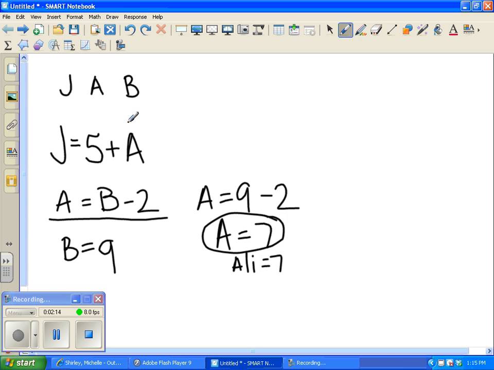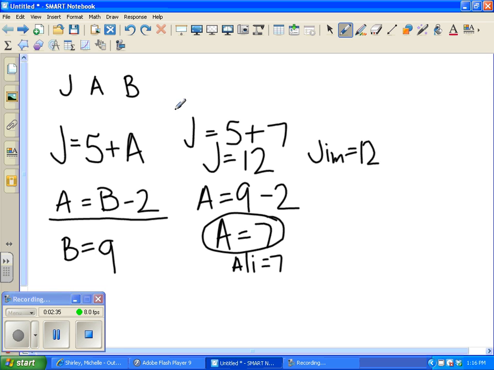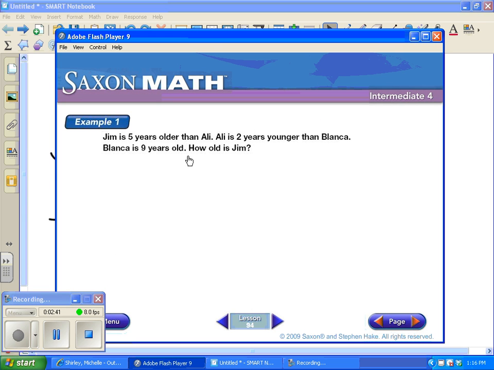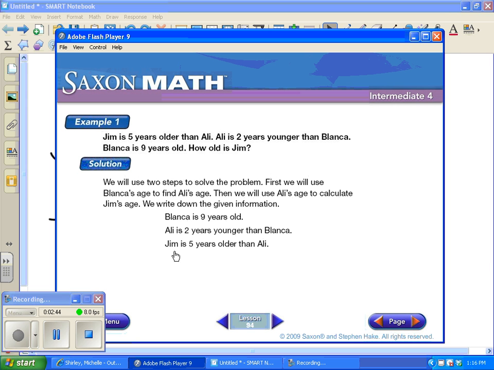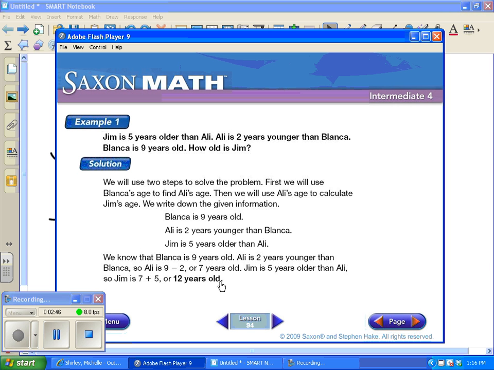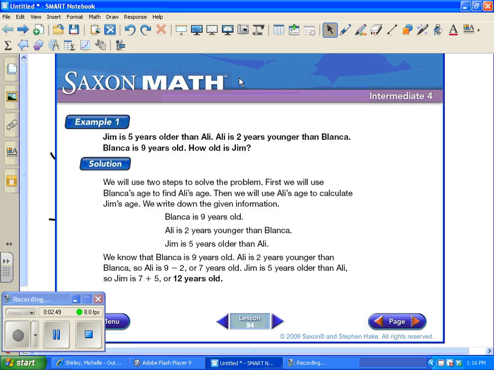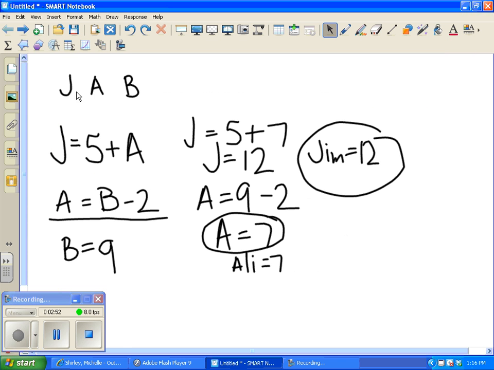So this problem has A in it. Let's rewrite it, and we're going to plug in 7 instead of the A. So J equals 5 plus, and I know A equals 7. So here we have it. J equals 5 plus 7 is 12. So Jim is 12 years old. Okay, and that was the actual question that we had to answer. How old is Jim? Jim is 12 years old. So the next time you have a problem like this, try it algebra style.